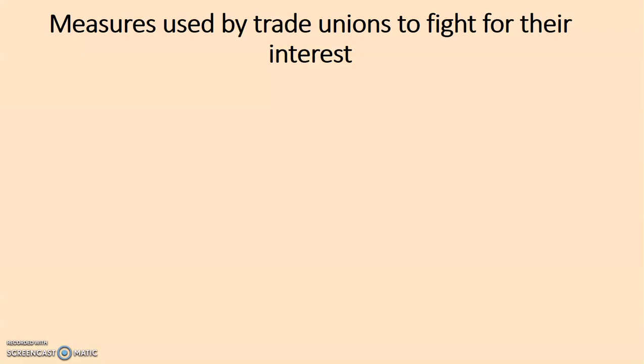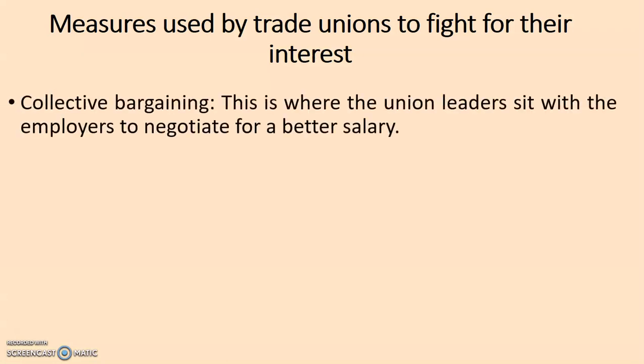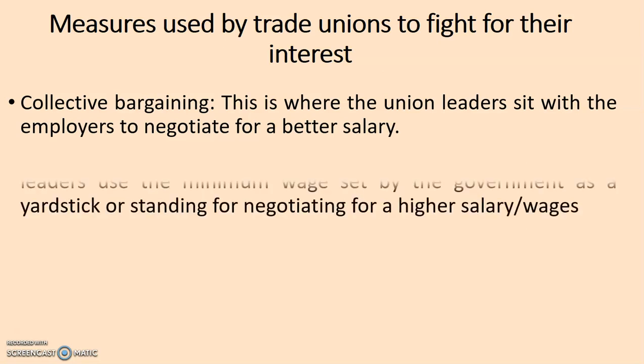Now let's look at some of the measures used by trade unions to fight for their interests. The first is what is known as collective bargaining. That is one measure used by the trade unions to fight for their interests. This is where the union leaders sit with the employers or government to negotiate for better wages and salary. That is collective bargaining.